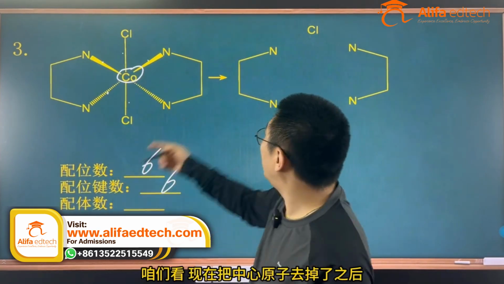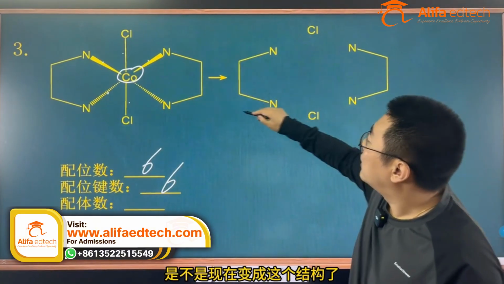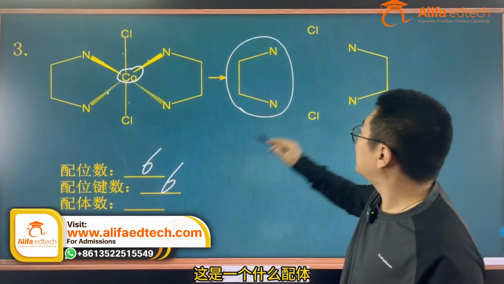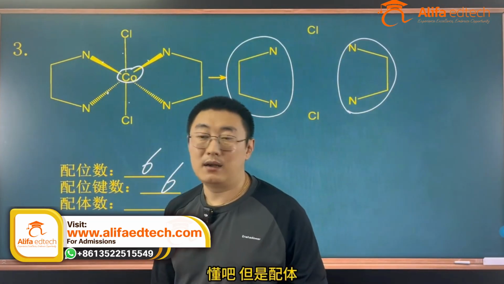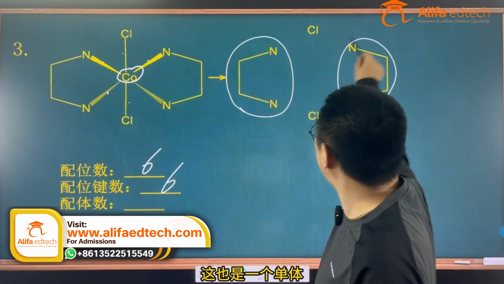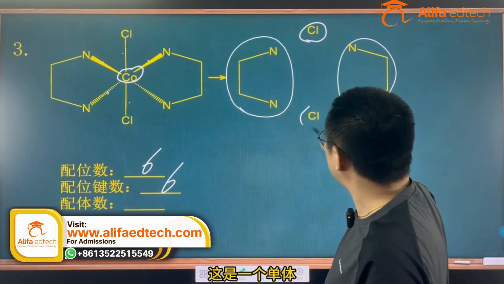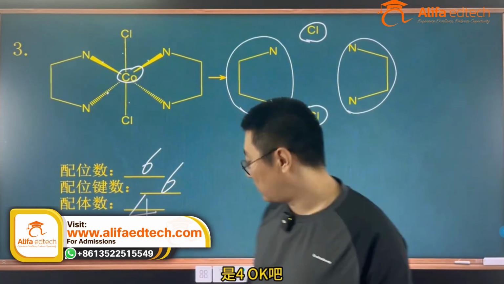For ligand number now, after removing the central atom, the structure now becomes this. What is this? A ligand. This is a ligand. Don't just see 2 pieces connected, but what I mean by ligand is the connected monomers. This is one monomer. This is also one monomer. This is one monomer. This is one monomer. So its ligand number is 4. Okay, moving on.